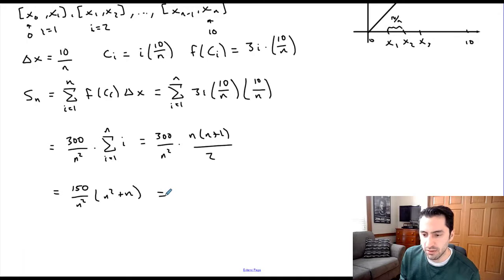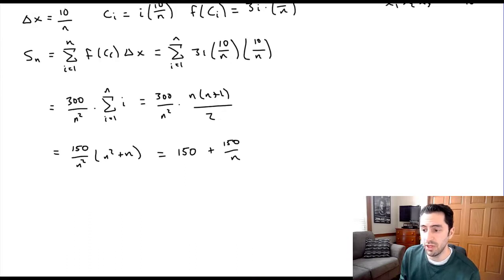Now if we distribute 150 over n squared to both of these parts, here the n squareds will cancel out, so we have 150. And then distributing that to the second part, one of those n's will simplify, so we have 150 over n. And so what we end up with, 150 plus 150 over n, this expression represents the sum of all of those rectangles.